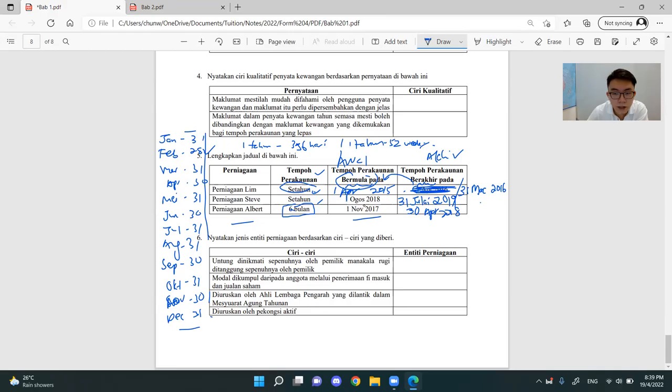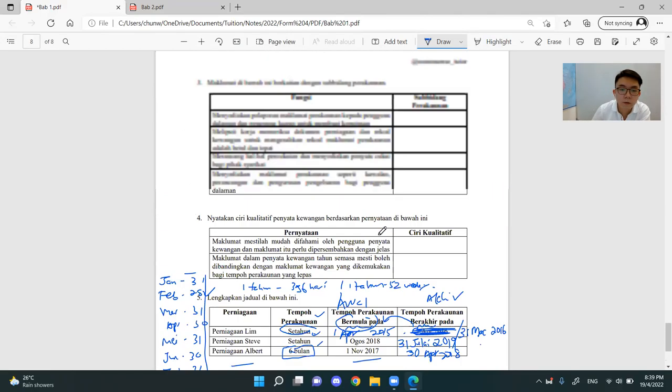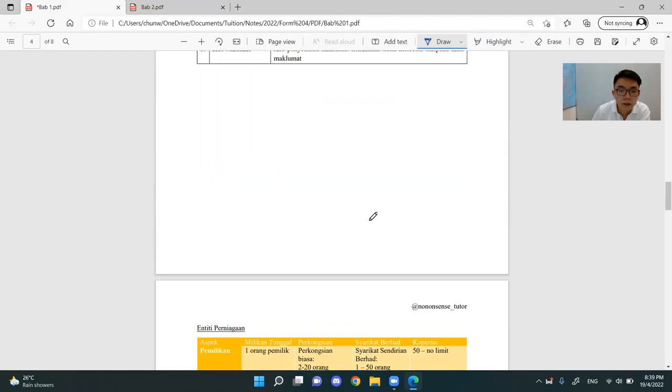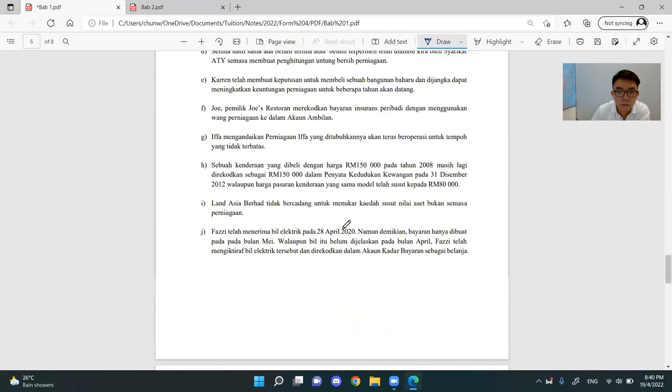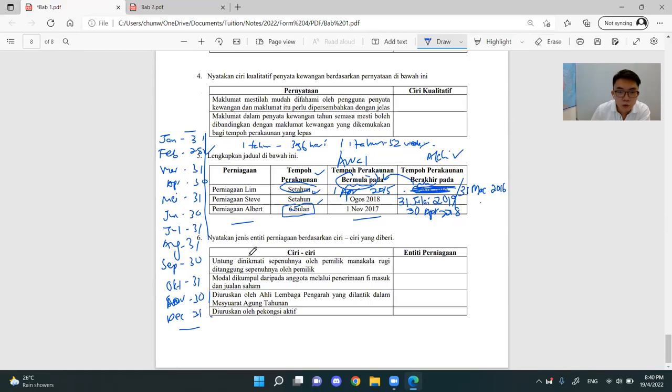So the entity perniagaan. So these are the chiri-chiri. Where can you find this thing? You can find it in this part, right? All these are yellow nota. Okay. So, untung dinikmati sepenuhnya oleh pemilik manakala rugi ditanggung sepenuhnya oleh pemilik. So, everything by the pemilik.